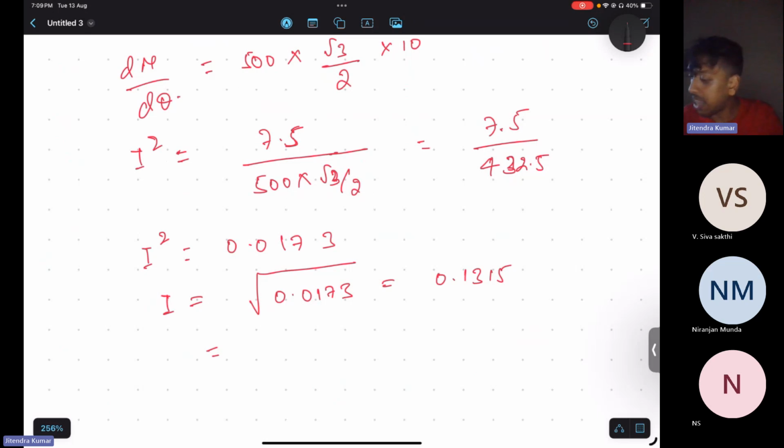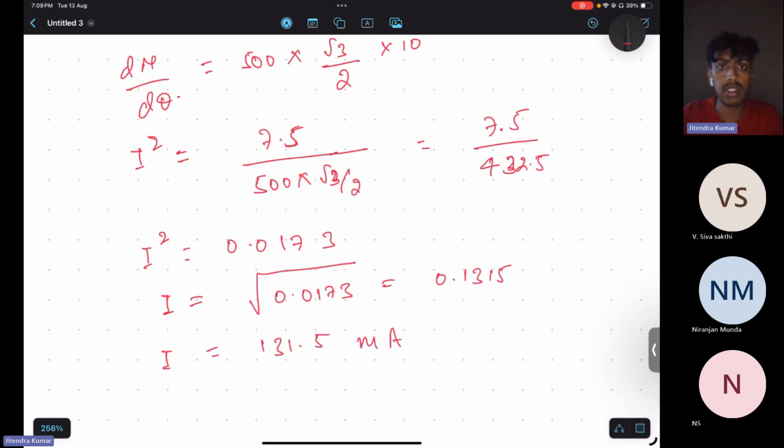So, we have to provide the answer in milliamperes, so it will be 1315. I hope you are getting the answer in the range. 0.13 ampere, yeah, but the question was asked in terms of milliampere. 0.1315 is correct, but the question was asked in terms of milliampere, so you need to provide it in milliampere. I hope you have done that.